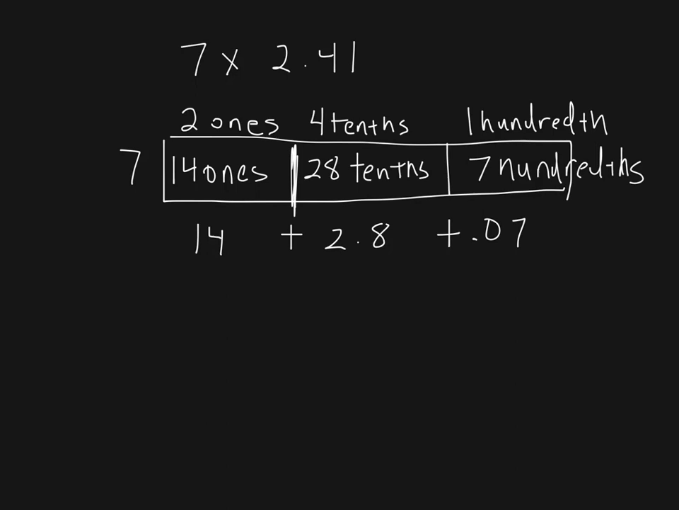And when I add them all up, I see that for the hundredths, I only have a 7 in the hundredths place. I have an 8 in the tenths place, and then I'm going to have to add that 2 ones onto my 14 ones for a total of 16 ones. So my answer is 16 and 87 hundredths.